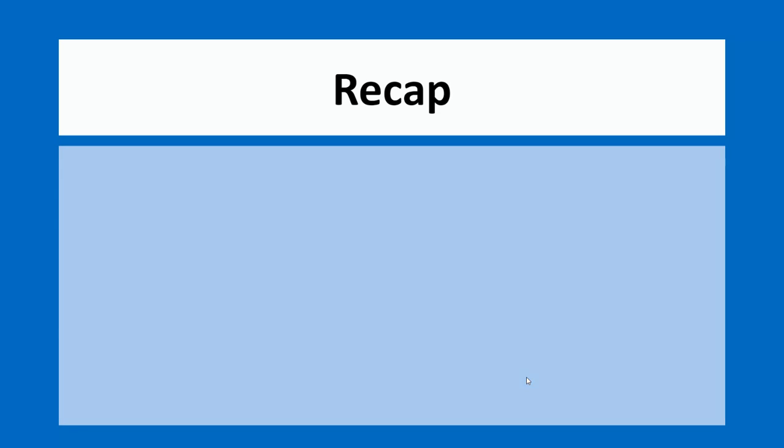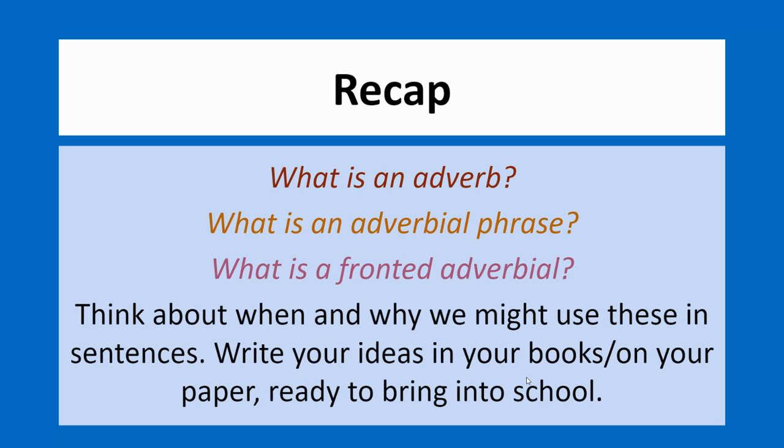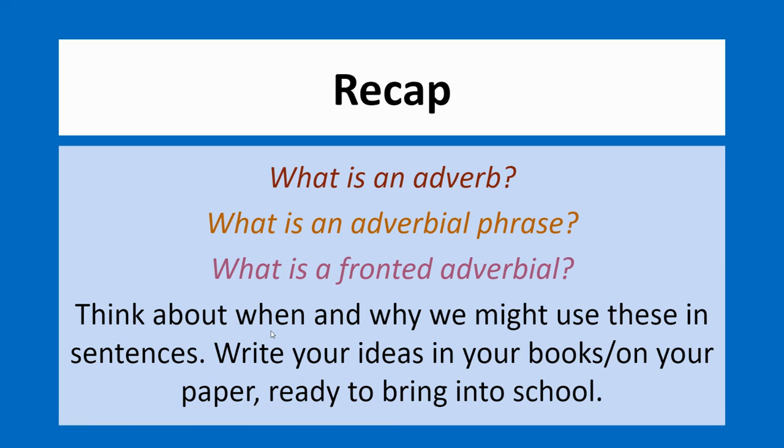So before we start anything, the first thing I'd like you to do is recap. What is an adverb? What is an adverbial phrase? And what is a fronted adverbial? You could talk to a person in your household, perhaps a parent or carer or a sibling or cousin, whoever you've got staying with you. And also think on your own about when and why being our two operative words. When and why might we use these in sentences?